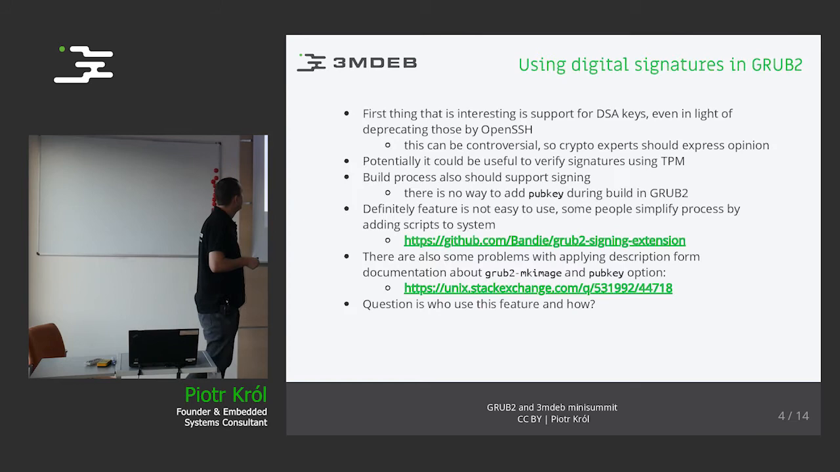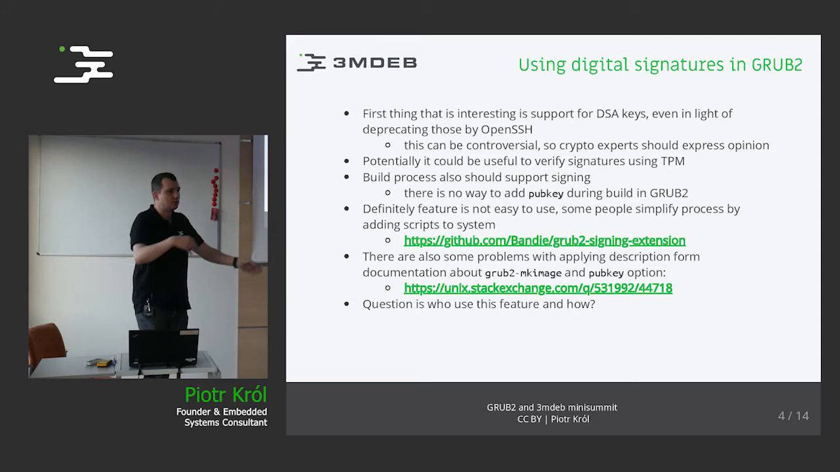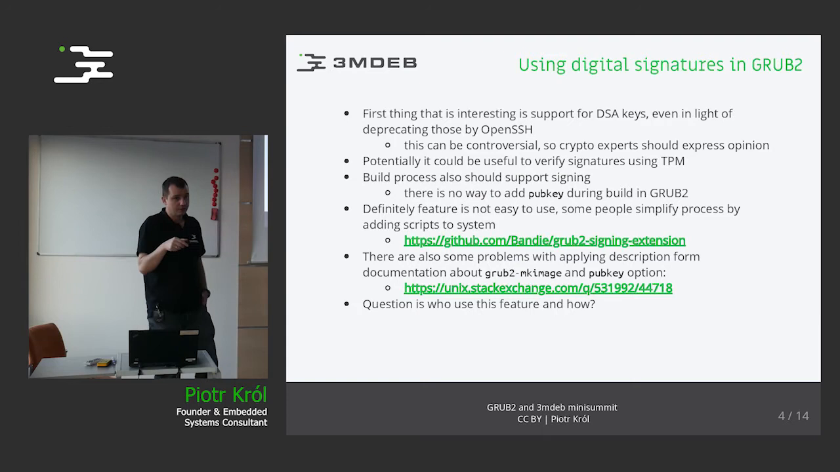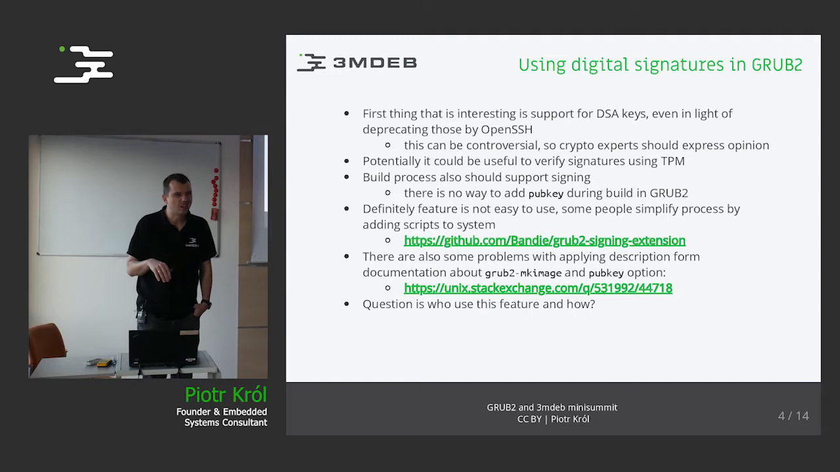Next is using digital signatures. This was very interesting to me, and I tried to understand that, because this connects with all the approach that we're talking about, continuing the chain of trust and so on. First of all, DSA keys are still supported, despite being deprecated by OpenSSH. So even using OpenSSH, I believe you cannot generate those keys. You have to use probably something else.